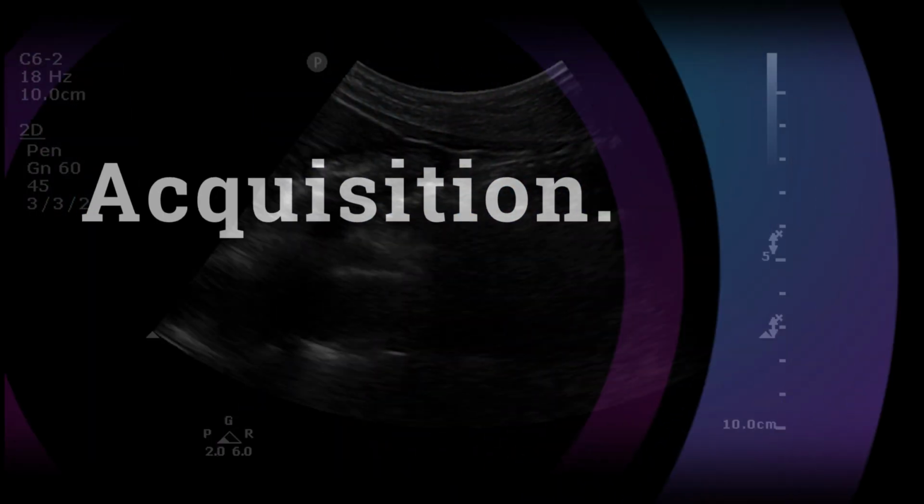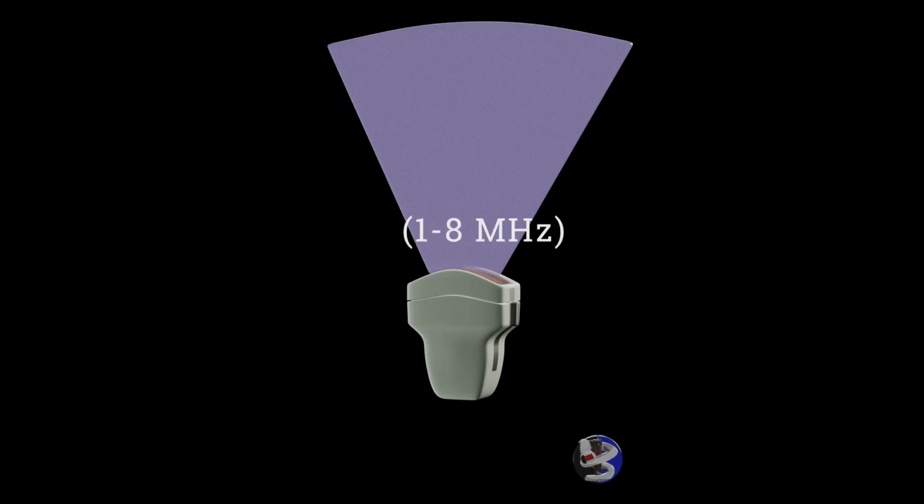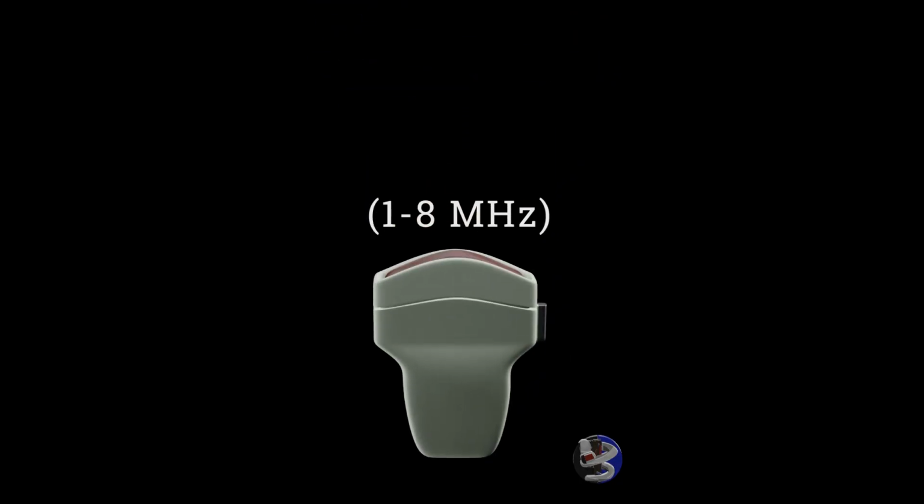Acquisition. Let's now look at the acquisition technique for gastric ultrasound. The curvilinear probe with an abdominal preset allows the sonographer to visualize deeper structures at the expense of a worse resolution. However, this is the optimal choice of probe to use to visualize the gastric antrum.